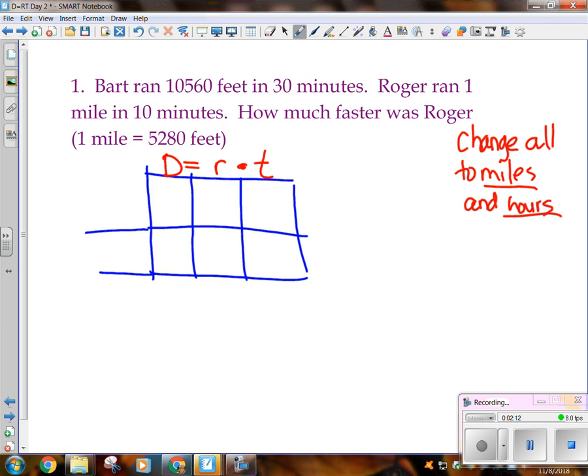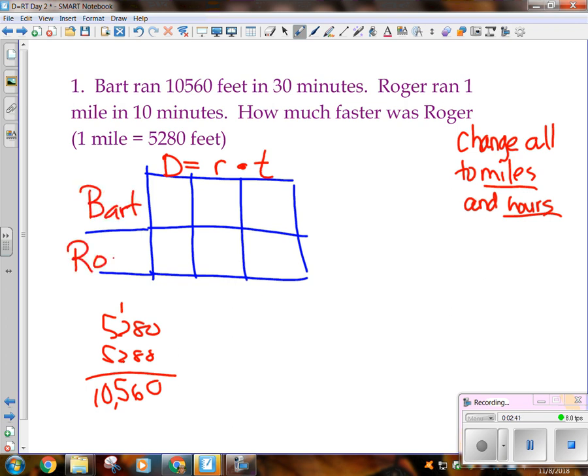Anybody want to guess how many miles there would be in 10,560 feet for Bart? 2. Even if we double checked it, 5,280 times 2: 0 and 0, 8 and 8 is 16, carry 1, 2 and 2 is 4, 5, 10,560. Does everybody get it? So a lot of times this is going to be an easier number. So Bart's on my first line, Roger's on my second line. I'm going to summarize their information in 2 different lines.